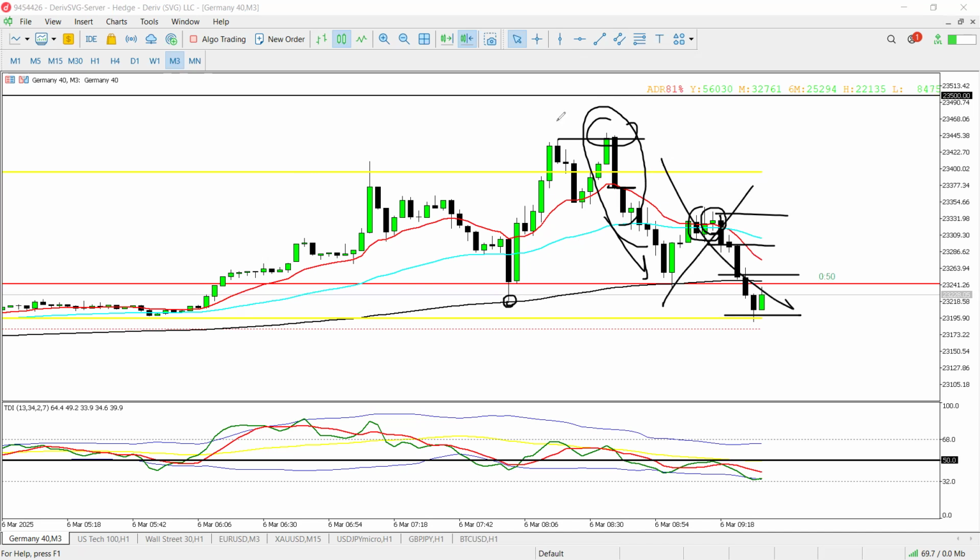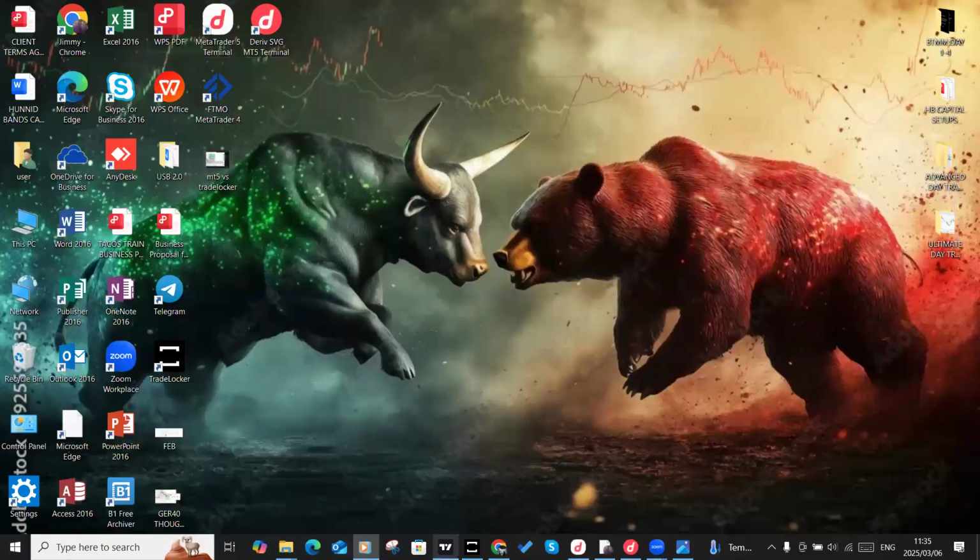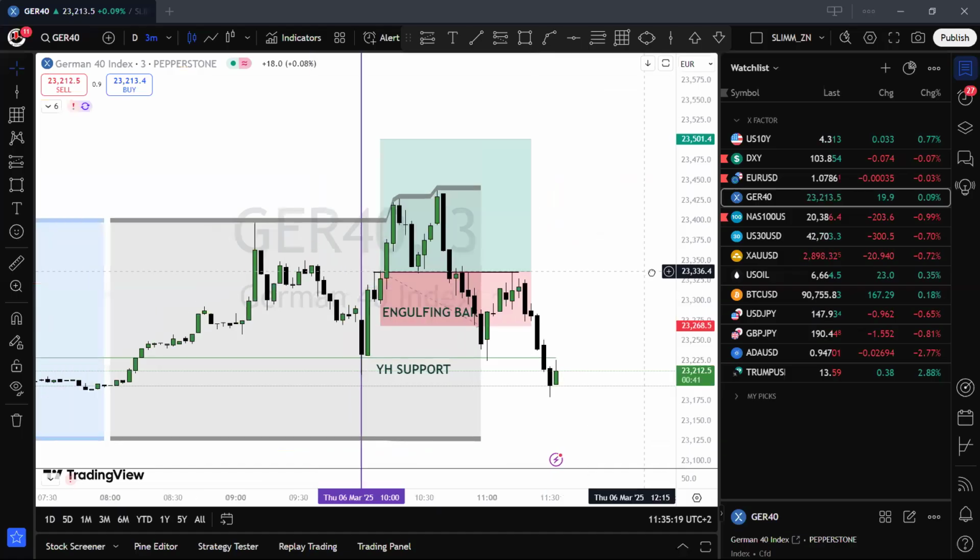But I'm not going to talk about this. I just want to mention the trade which we actually took. So to make everything a little bit clearer, or to bring everything together, I'm going to show you the setup here.